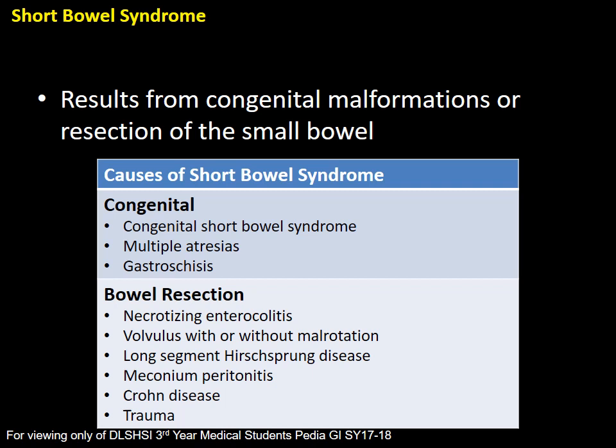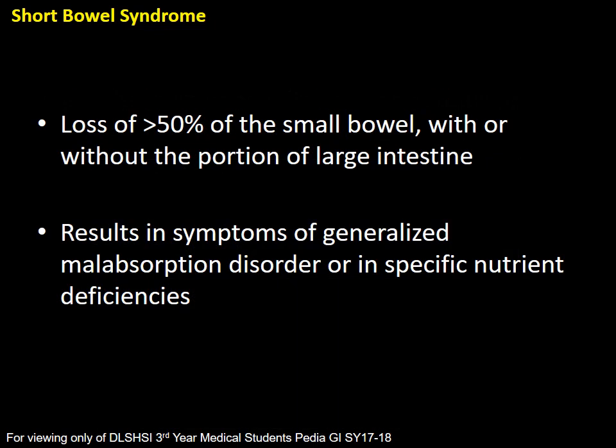Now let us proceed with short bowel syndrome. Usually, this results from a congenital malformation or resection of your small bowel. This table summarizes the causes of your short bowel syndrome. In short bowel syndrome, there is a loss of more than 50% of your small bowel, with or without a portion of your large intestine. Usually, this results in symptoms of generalized malabsorption or other specific nutrient deficiencies.